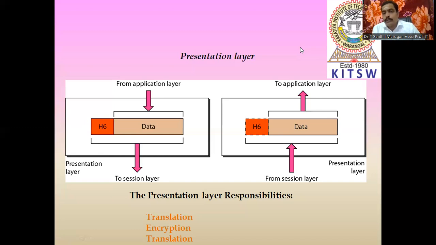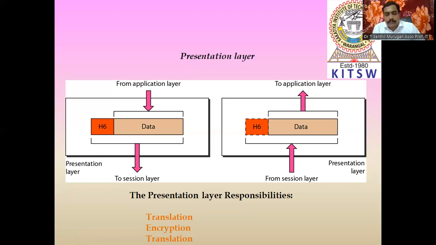If they are using two different encoding systems, how will it work for bit streams? That will be controlled by translation. The presentation layer is responsible for that. Encryption: we already know what encryption is. To carry sensitive information, a system must be able to ensure privacy. So no one will open or take the data. For that we have to do the encryption.